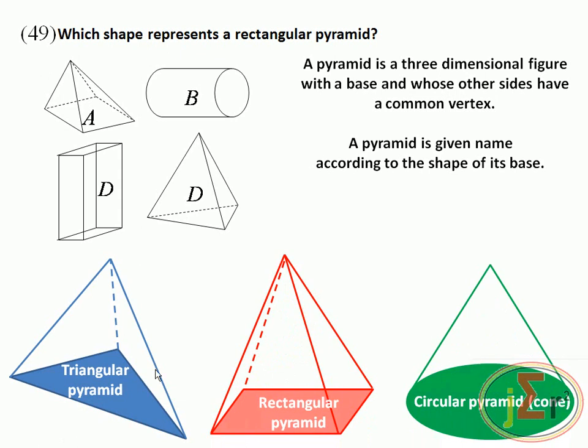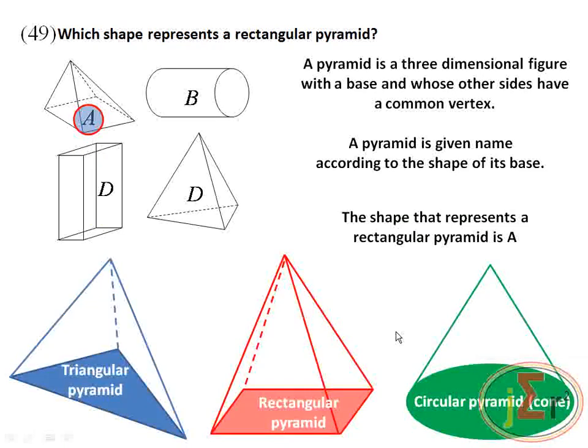So all of these are pyramids, but they are given names according to the shape of their bases. The shape that represents a rectangular pyramid is A. Notice the rectangle for the base. So A is a rectangular pyramid, and that is our correct answer.